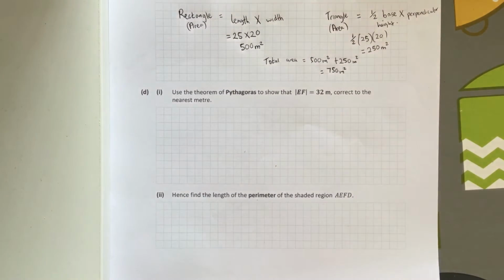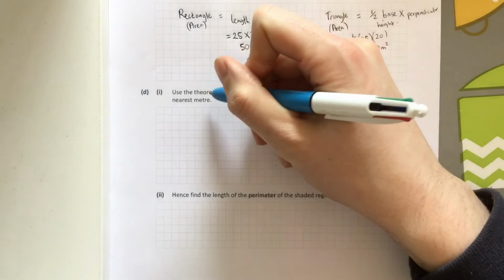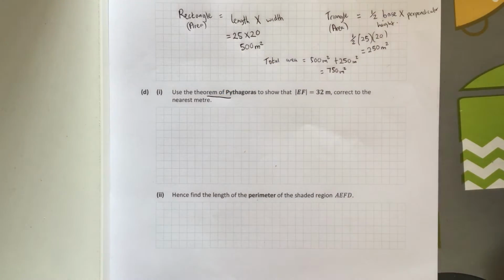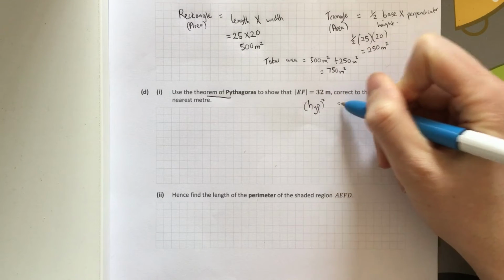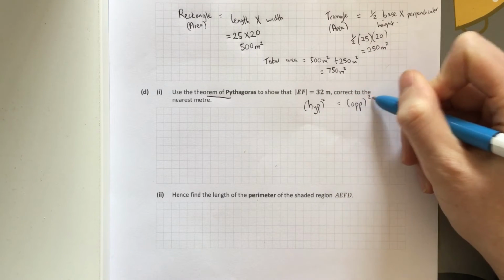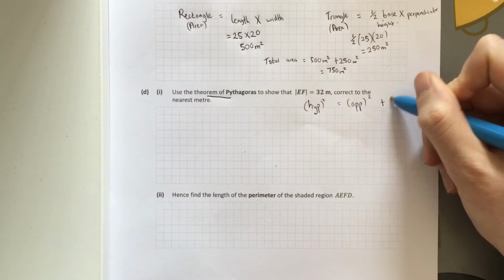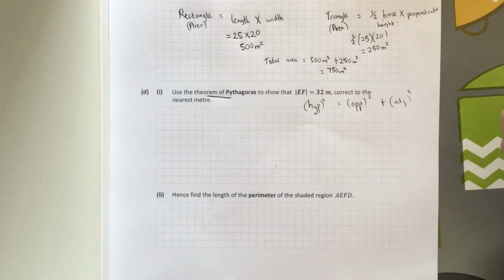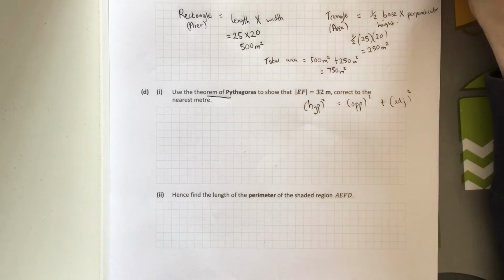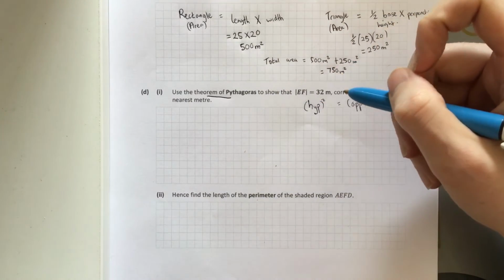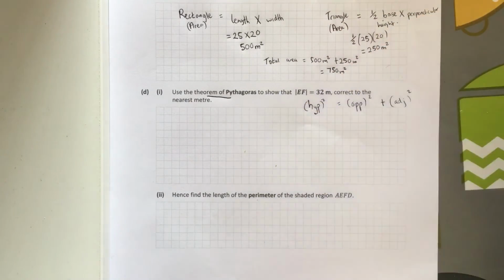Okay, next question. This one relies on the theorem of Pythagoras. For Pythagoras, we have a general formula, and that general formula is hypotenuse squared equals opposite squared plus adjacent squared. Now we have a triangle here. It says use the theorem of Pythagoras to show that EF, so if we go back to our triangle, EF was the diagonal.